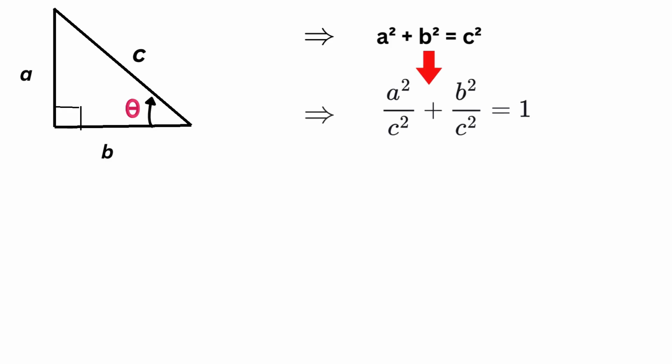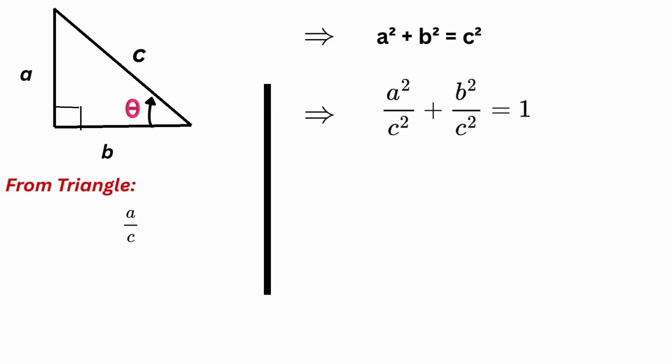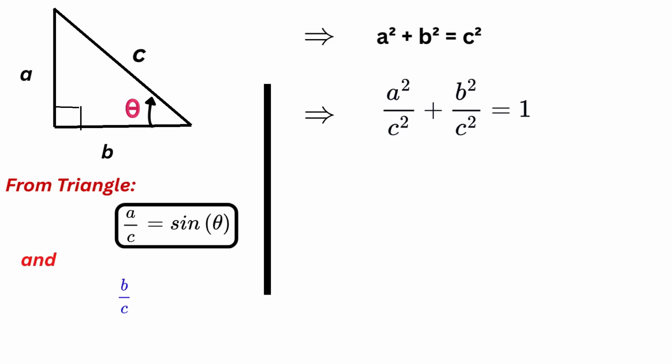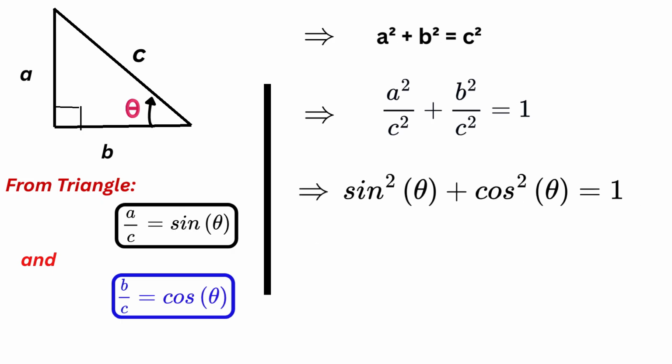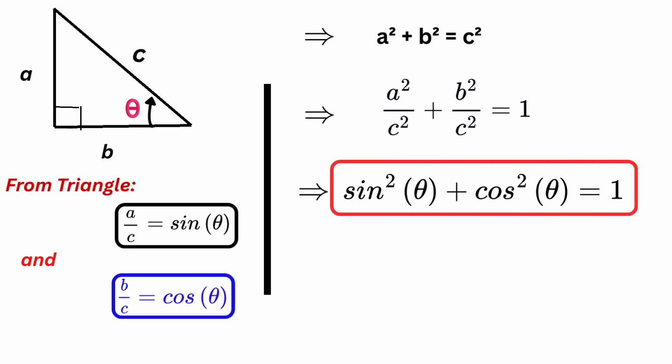We get a squared divided by c squared plus b squared divided by c squared equals 1. But a divided by c equals sine theta, and b divided by c equals cosine theta. Replace them, and we get sine squared theta plus cosine squared theta equals 1. One equation that built all of trigonometry.